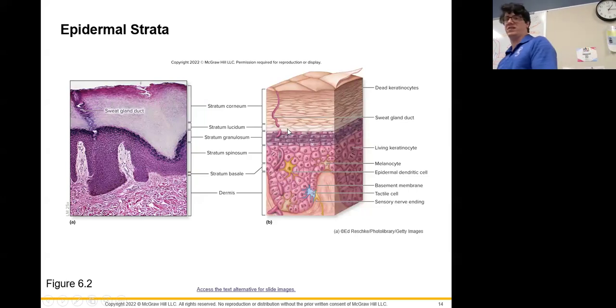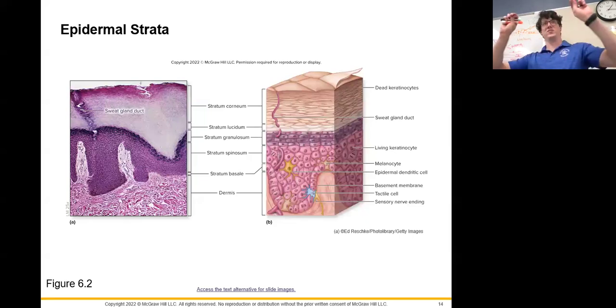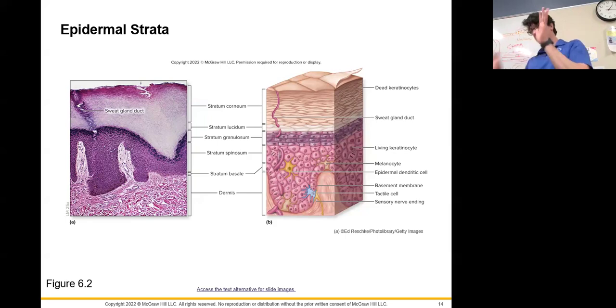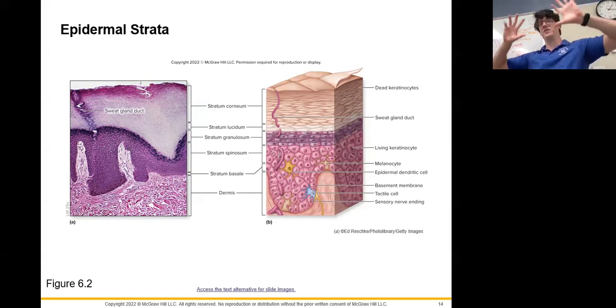Where did I say you could find thick skin? Your palms and then bottom of your feet. Exactly. The palms of your hands, your fingertips, and the bottoms of your feet, okay? So anterior surface of your hands, bottoms of your feet. That is our thick skin. Thick skin because it's going to be exposed to a lot more friction, okay?